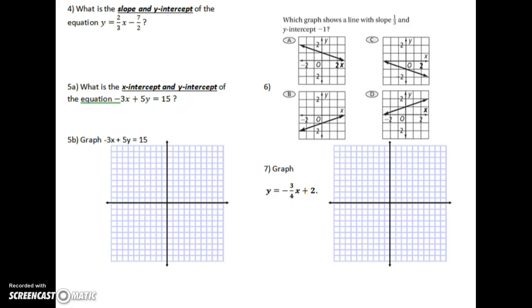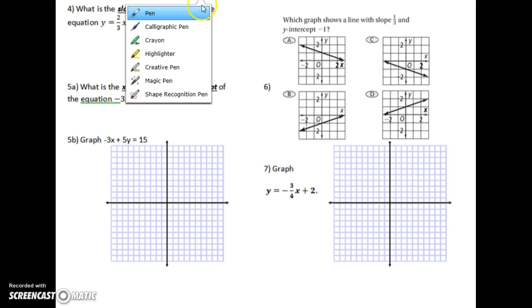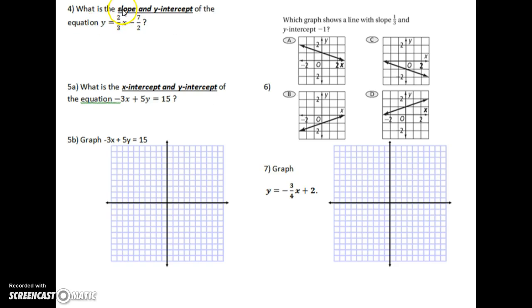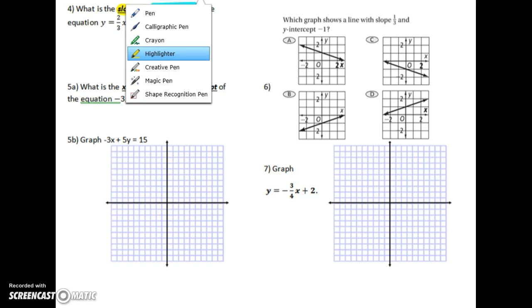Hey everybody, now for questions 4 through 7. Question 4. Here we go, we're going to read the directions. First it says, what is the slope? And then it says, what is the y-intercept? On this one, all you have to do is look at the equations. I put fractions in there, but that shouldn't make it any harder.